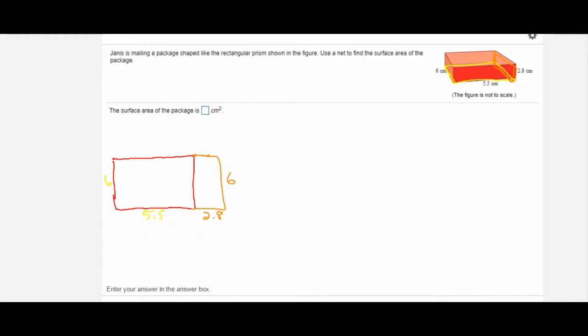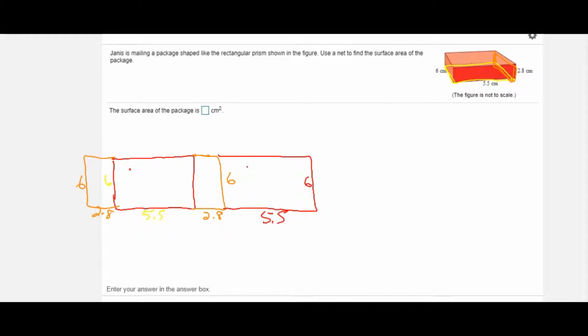And then I'm going to draw my top face right here, which is 5 and 5/10. And it's going to be the same as this one right here. So they have the same dimensions, because they are parallel. And then I have to draw the other one. So it's going to be the same as this.